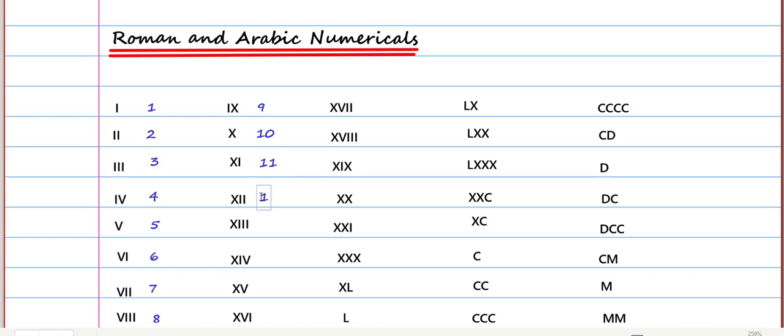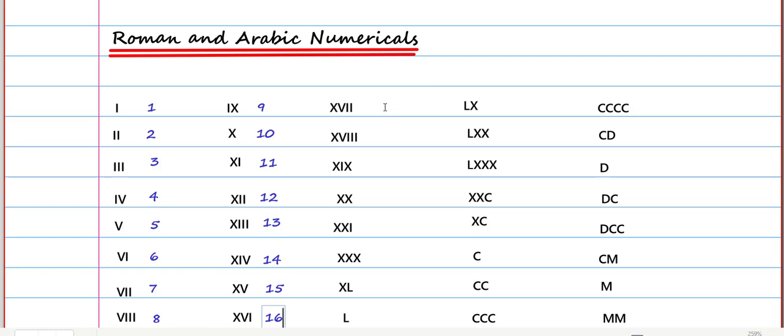10 plus 2 is 12. This is 10 plus 3, 13. And this is 10, and this is 5, and 1 is coming before 5, that means we need to subtract 1 from 5, so that will become 4, and this is 10 plus 4, which is 14. And 10 and 5 is 15, and this one is 10, 5 and 1, this is 16.